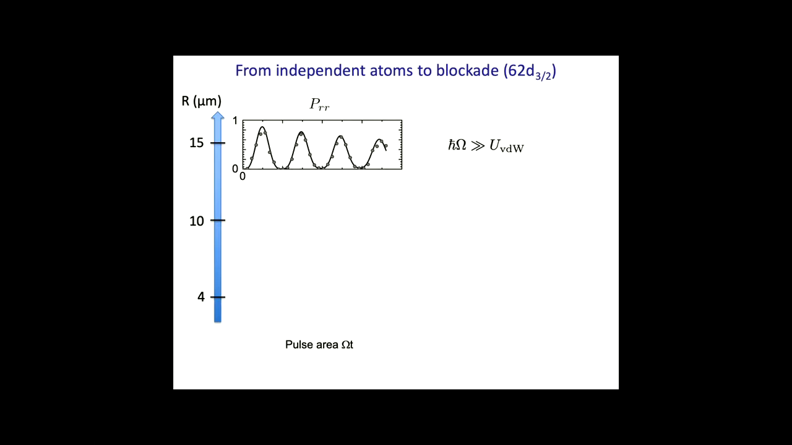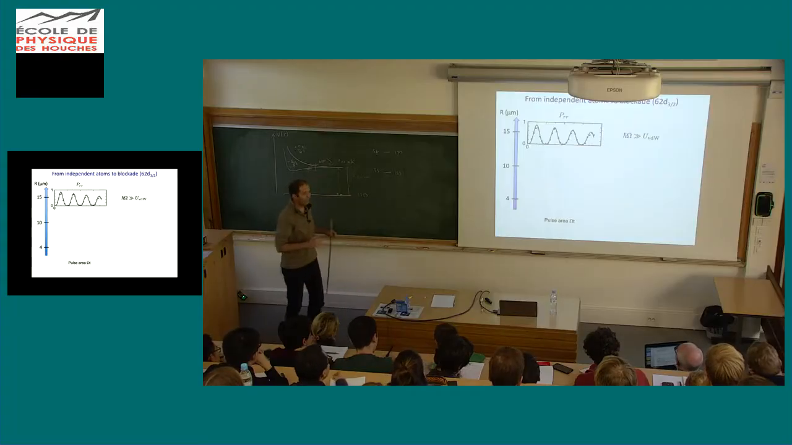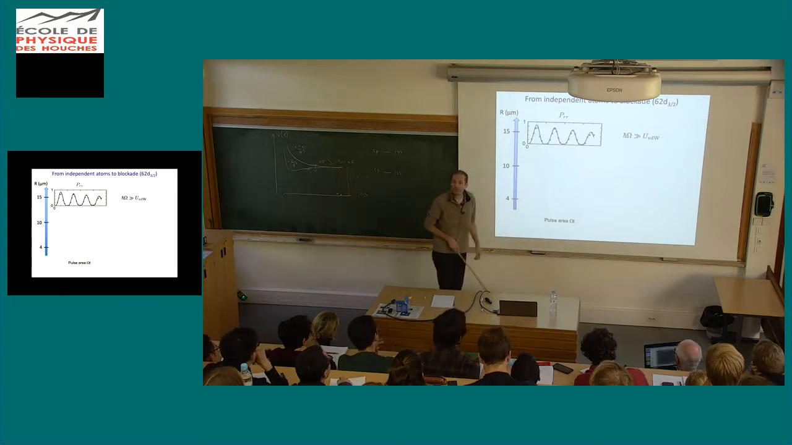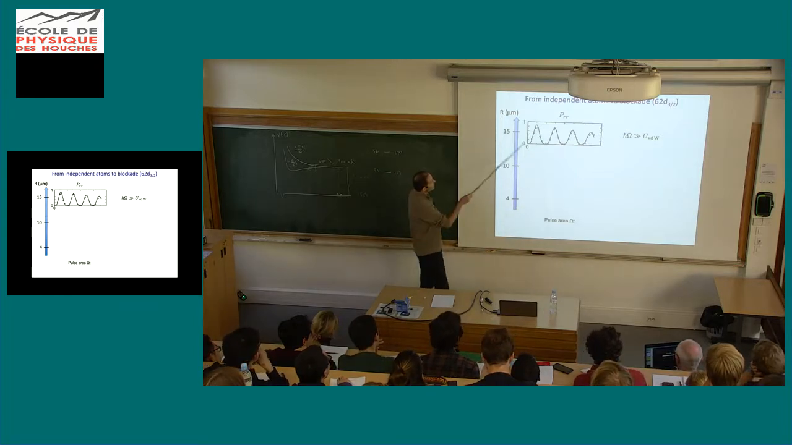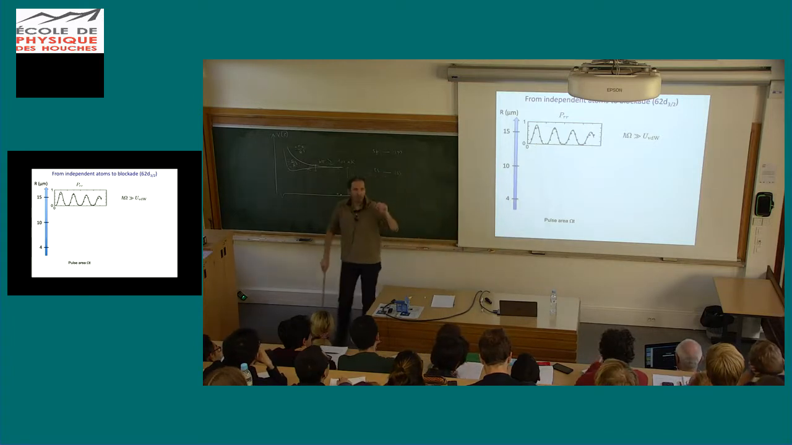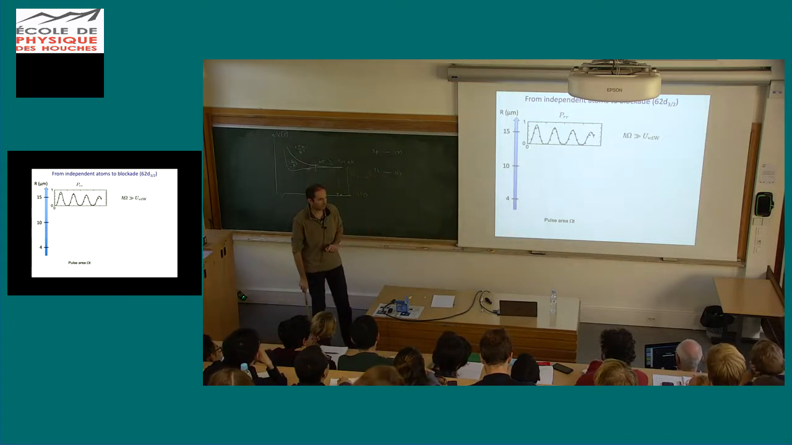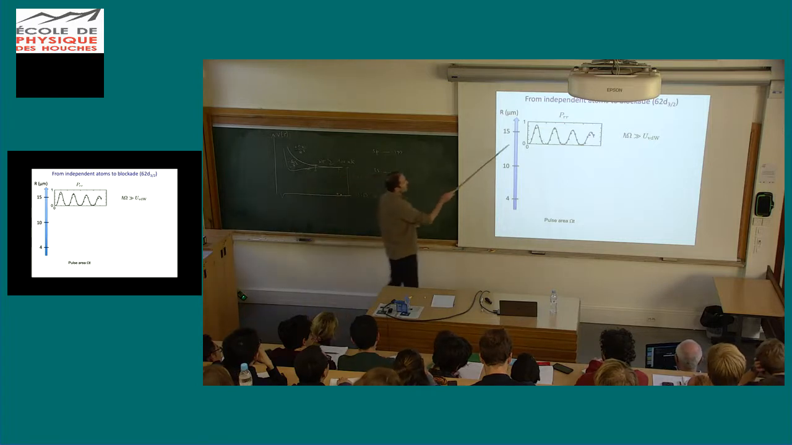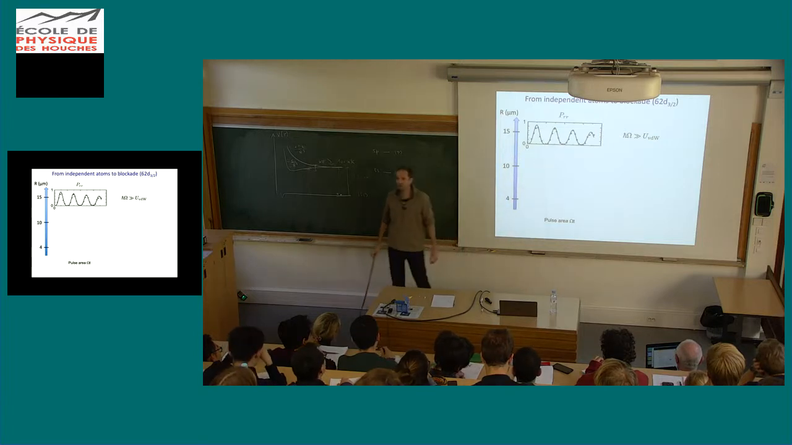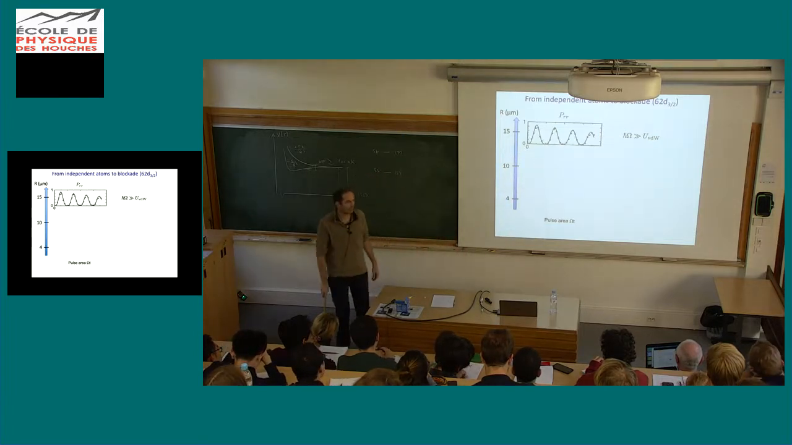Let's start first with the two atoms very far from each other, and I try to drive them with the laser. If I do that, I observe Rabi oscillations. What I plot here is the probability to excite two atoms at the same time in the Rydberg state. So you see that this oscillates. Of course, it's not perfect because it's a real experiment, but let's forget about that. Let's look at the shape of this curve. Does it look like a sine to you?